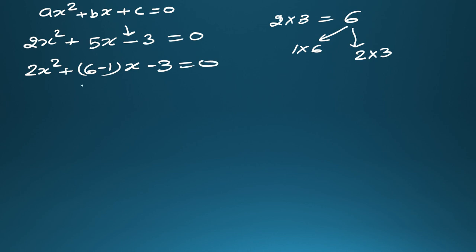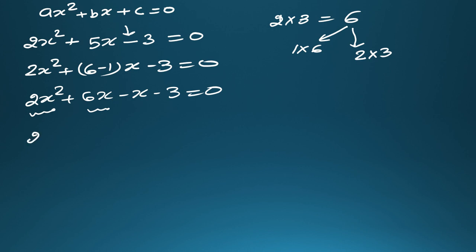is equal to 0. Now, what will we do? We will expand this bracket by using the distributive property. So it will be 2x square plus 6x minus x minus 3 is equal to 0. Now, from the first two terms, firstly we focus on the number. From 2 and 6, what number can you take common? 2. From x square and x, what will you take common? x. Times, it will be x plus 3.